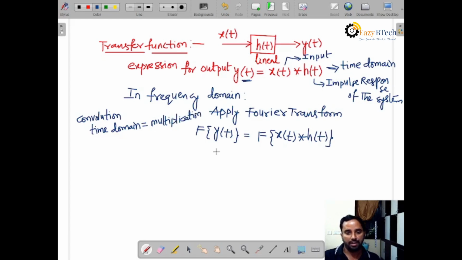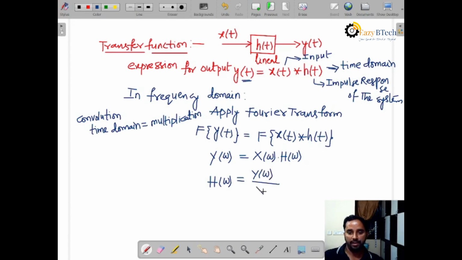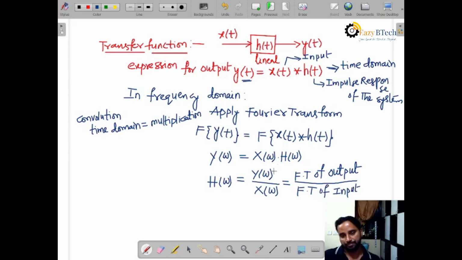So as per this, we write y of omega equals the Fourier transform of x of t convolution h of t, which becomes multiplication in frequency domain, that is x of omega h of omega. So the transfer function h of omega is the output y of omega divided by x of omega. What is y of omega? Fourier transform of output, divided by x of omega, the Fourier transform of input. This ratio is called the transfer function of the system, h of omega.